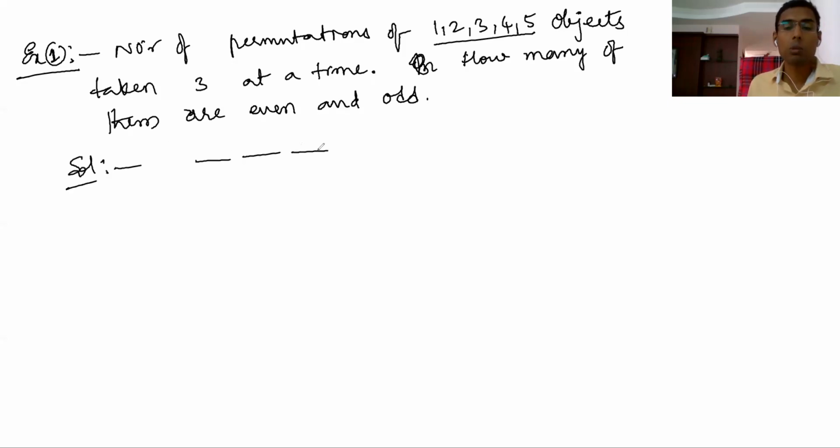So a 3-digit number means what? 3 blanks. Here repetition of objects is not allowed. Therefore the total number is 5 into 4 into 3. This is 5P3. 5P3 means 3 factors starting from 5: 5, 4, 3. So this is 60.